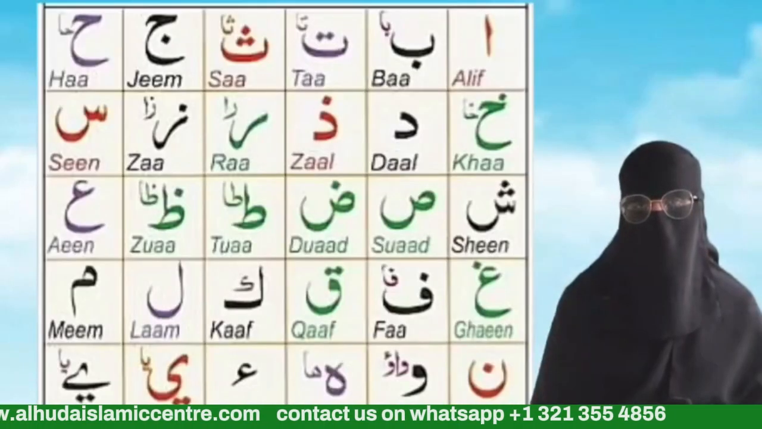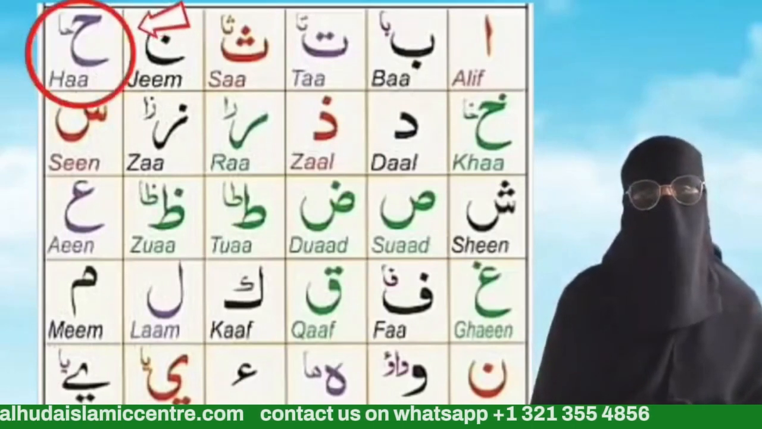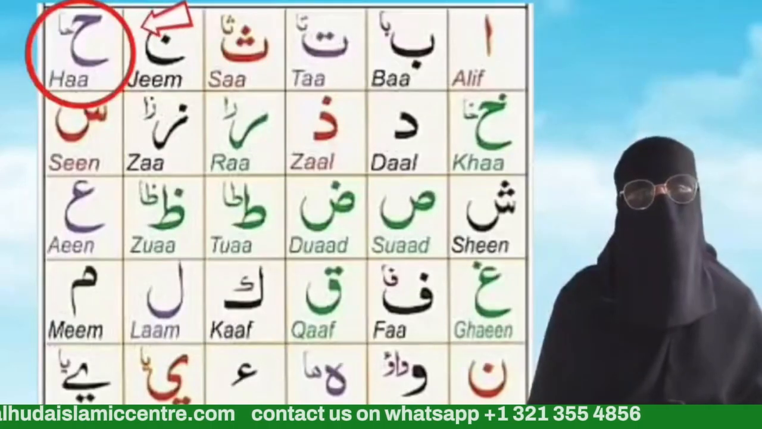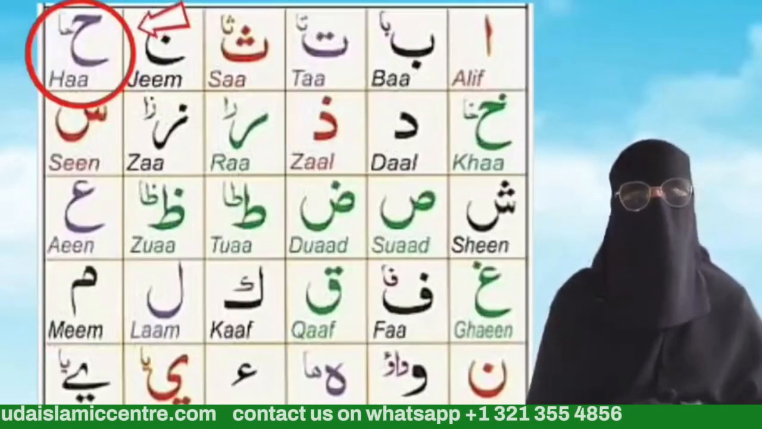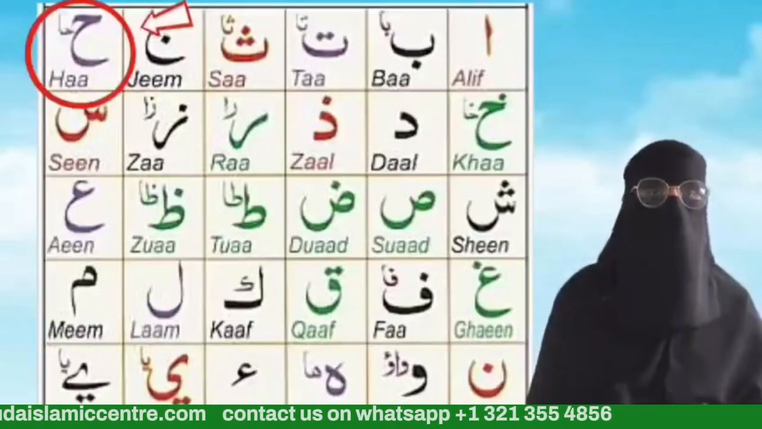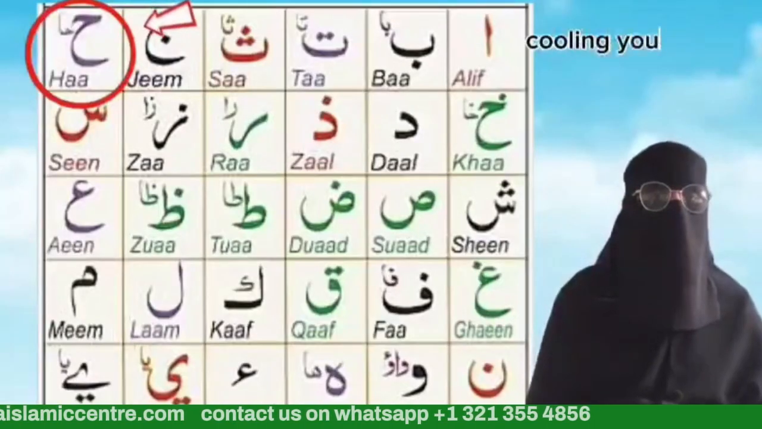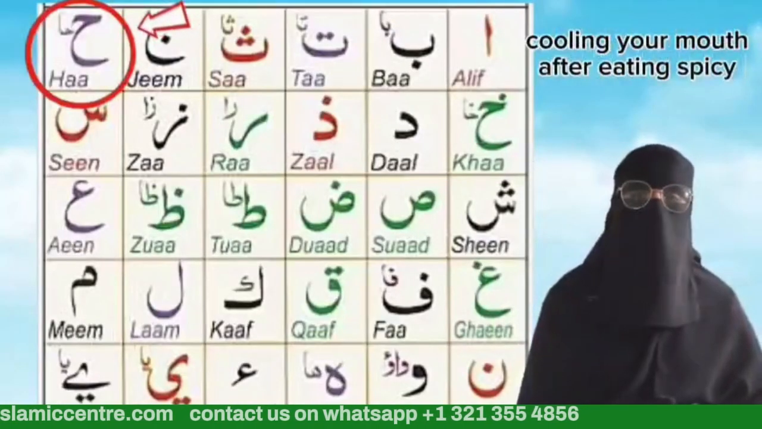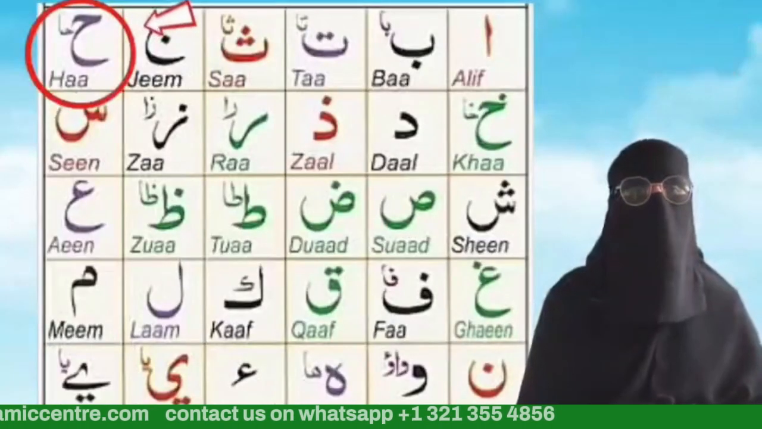Now going towards the next letter. It is also from the family of Jim, having the same shape as Jim but without any dot. So the name of this letter is Ha. To get its sound, imagine you have eaten a spicy thing and now you're breathing out to feel cool. Ha, ha, ha. That's the sound of Ha.